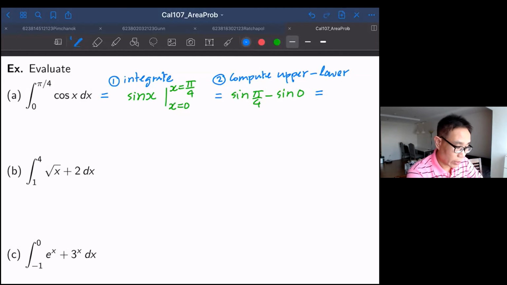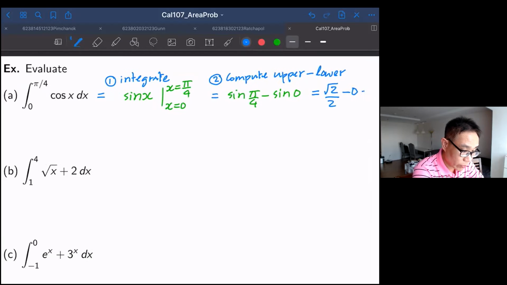So in this case, what is sine pi over 4? Sine pi over 4 is root 2 over 2, and sine 0 equals 0. So it's minus 0. So it's going to be just root 2 over 2.